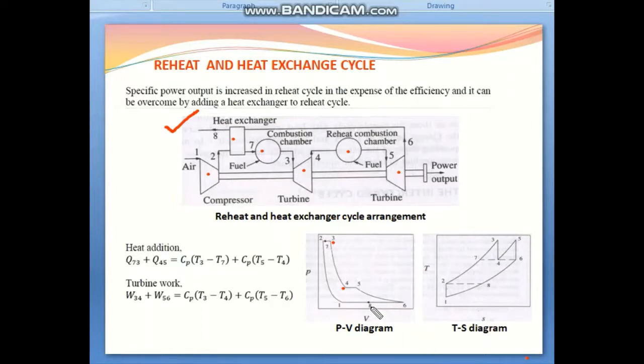After leaving the turbine, it gives its heat to the compressed air in the heat exchanger. It exchanges heat with the compressed air: it loses some heat, and the compressed air gains heat. So 6 to 8 is the heat exchanger process, and 8 to 1 is the exhaust.